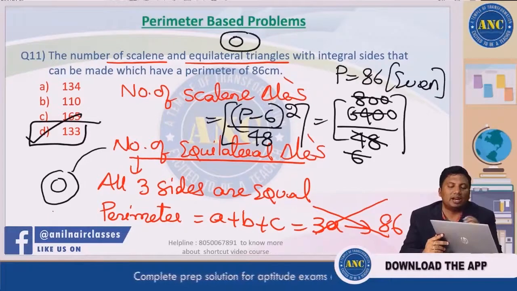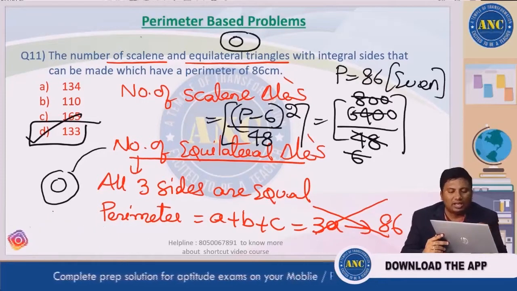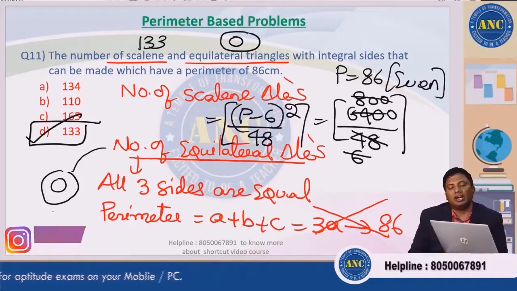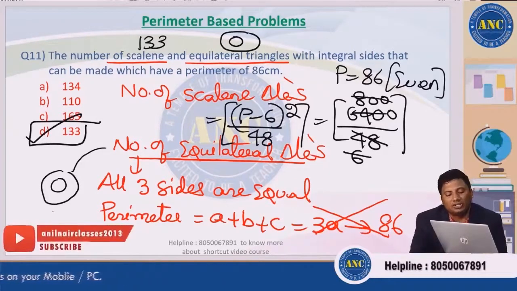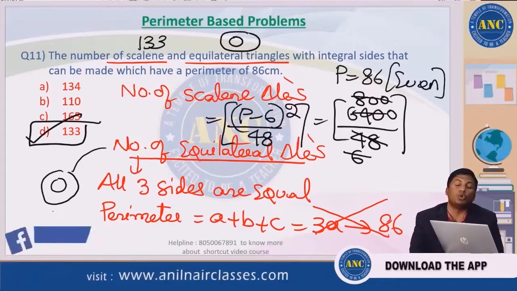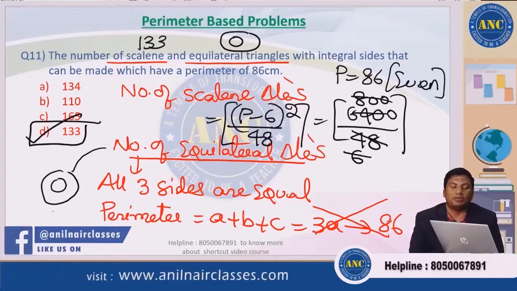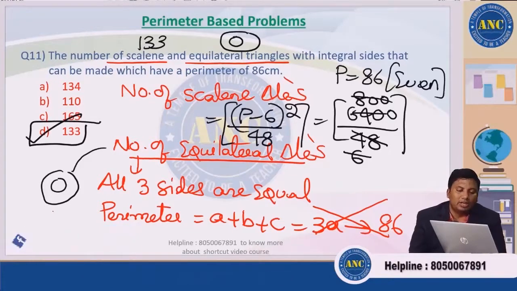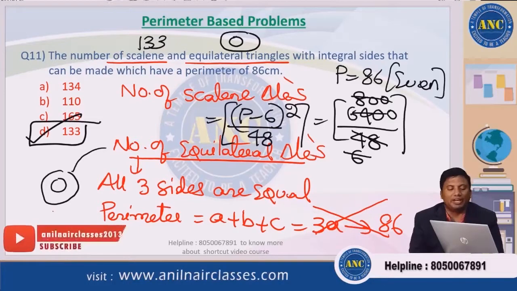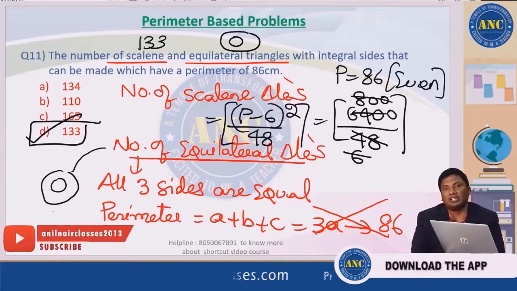Because equilateral triangles are zero, only scalene triangles count, so it is 133 plus 0, which is 133. Equilateral triangle means perimeter should be a multiple of 3. 86 is not a multiple of 3. Therefore, equilateral triangle is 0.